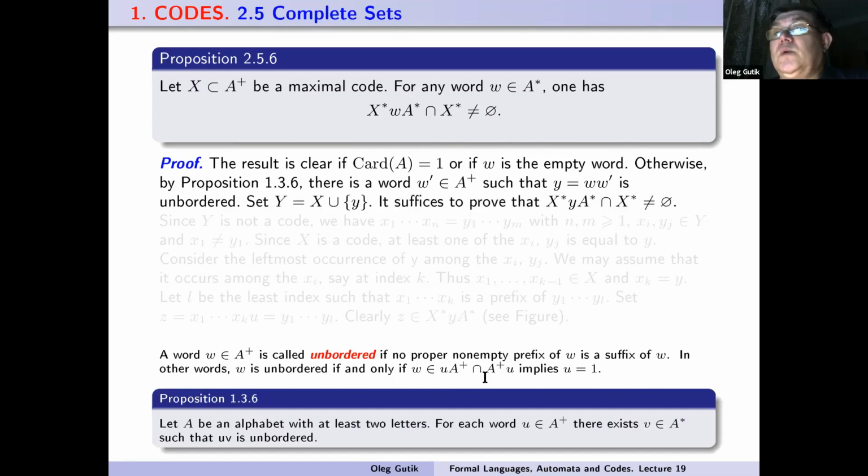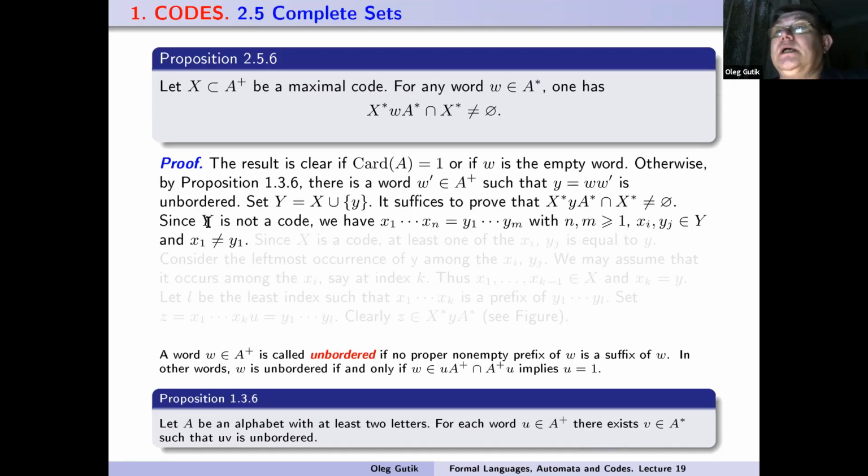And Proposition 1.3.6 states the following: let A be an alphabet with at least two letters. For each word U from the free semigroup A+, there exists a word V from the free monoid A*, so that U V is unbordered.